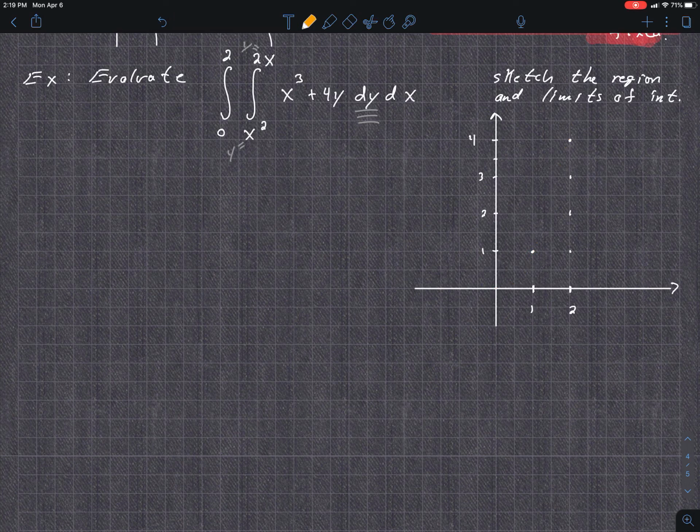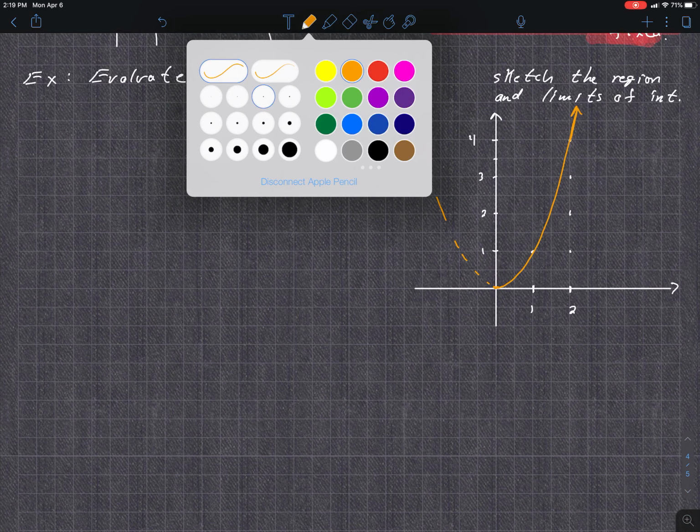And I'm not happy with that. I'm going to have to do that over. Let's try that again. Okay, so there's our x squared. And this side doesn't matter. I'm just going to put it in there like that. And it goes up like this.